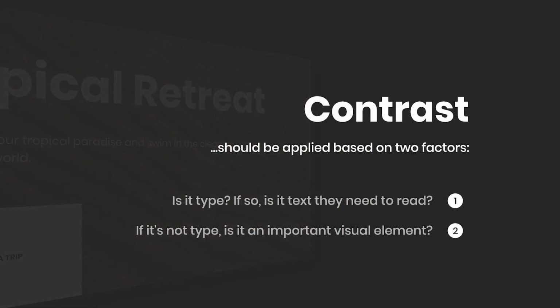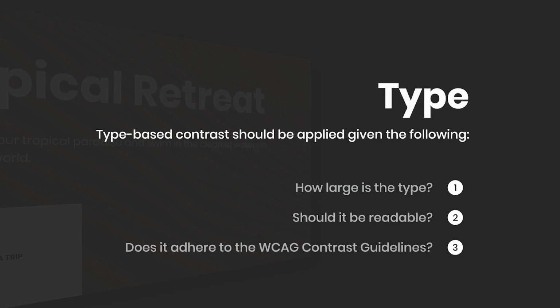So when it comes to the contrast, it should be applied based on two factors, and each factor has a couple considerations. Is it type? And if so, is it text that they need to read? Now that might be a strange question, but I'll clarify that in a couple slides. Now, if it's not type, is it an important visual element that they need in order to effectively be able to use the user interface? That could be something like an icon, for instance.